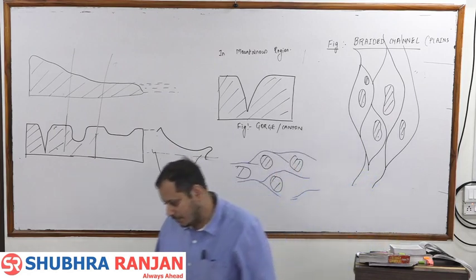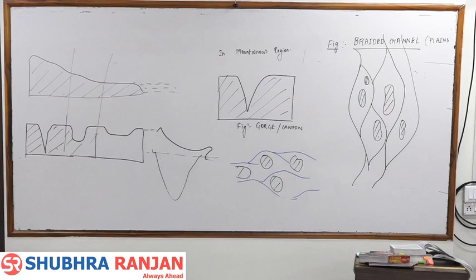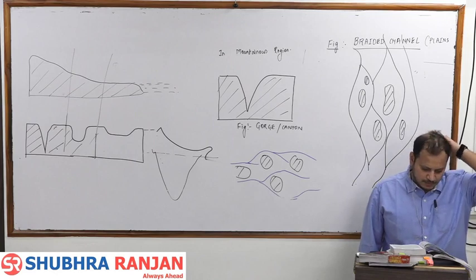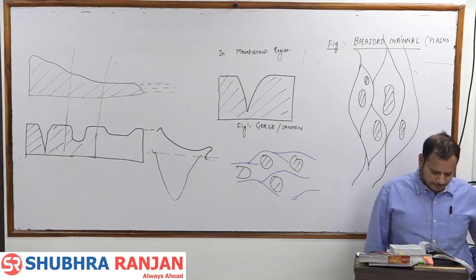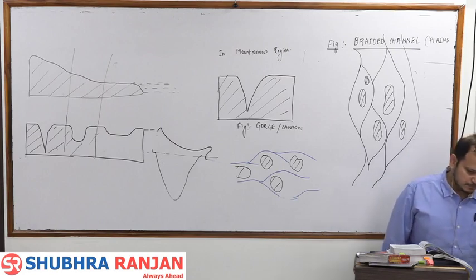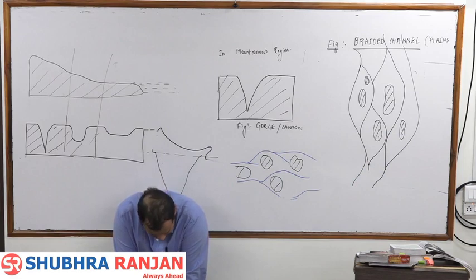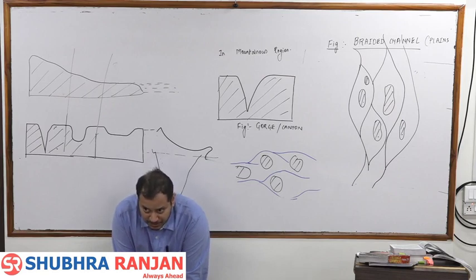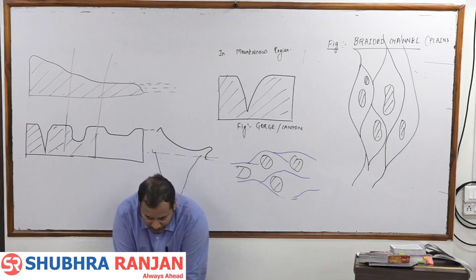So, endogenetic processes will increase the height of the landforms, to build up mountains, valleys, and the exogenetic processes will destroy these landforms to form featureless plains. No features, no mountains, no valleys, ऐसा featureless plains.